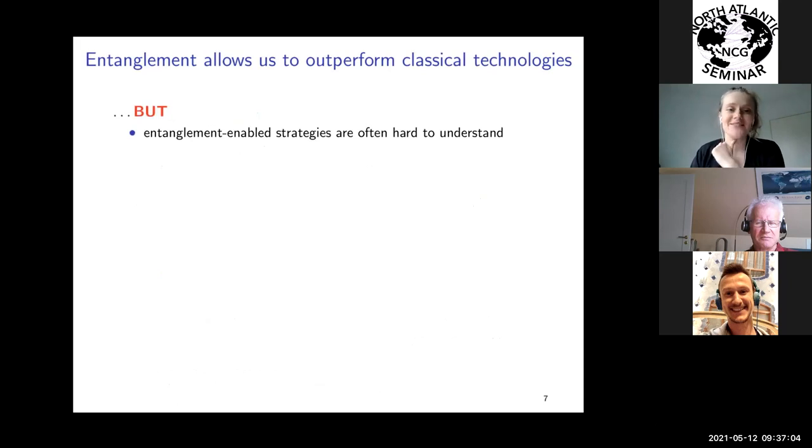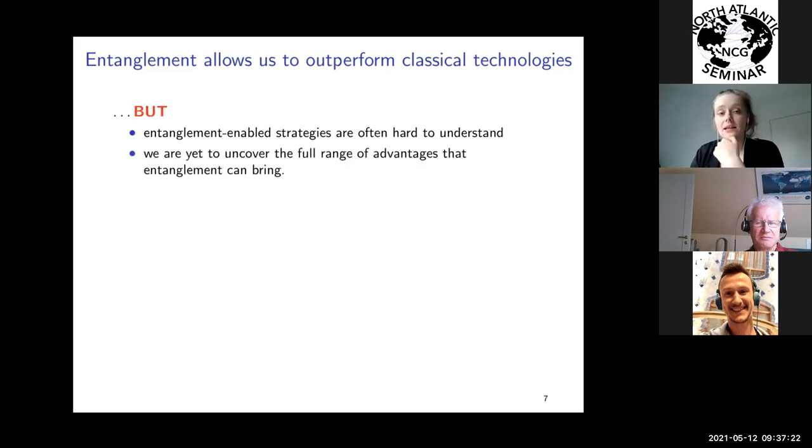But there is a flip side to entanglement: it's really hard to analyze these entanglement-assisted strategies. They seem mathematically unwieldy, so they correspond to hard mathematical problems. And this in turn has consequences. If we want to use entanglement to outperform existing technologies, but we cannot analyze these entanglement-assisted protocols because we lack some mathematical understanding, then we cannot fully understand what we will be able to do with entanglement.